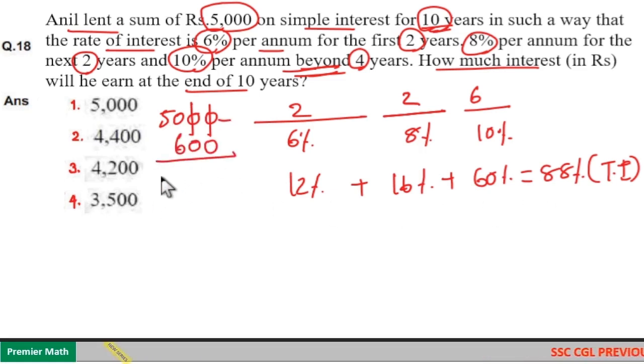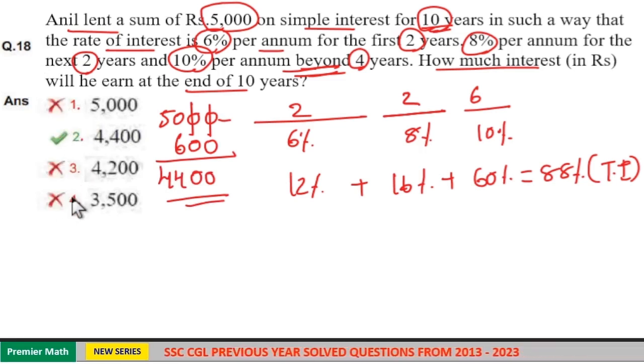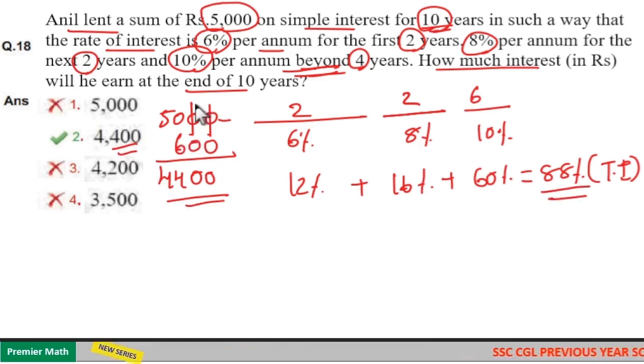So 88% is equal to 4,400 rupees. Option 2 is your answer. That is, at the end of 10 years, he will receive 4,400 as the interest on this 5,000 rupees sum. That is, 88% of 5,000 is 4,400 rupees.